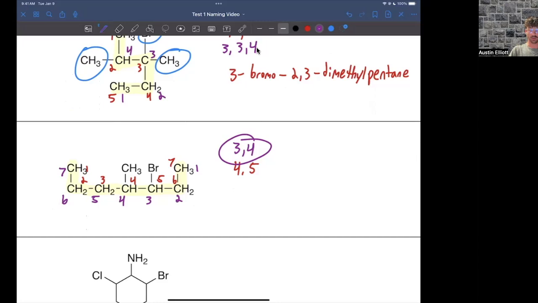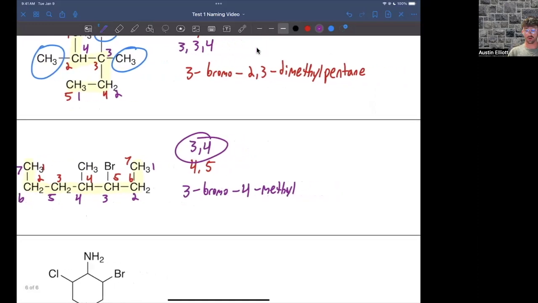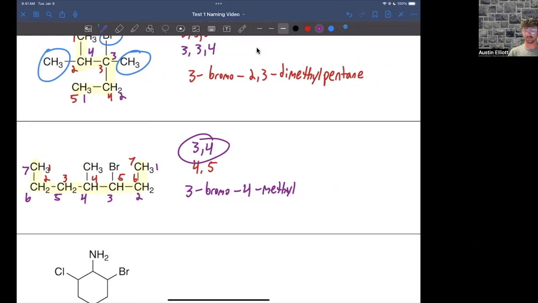So here, we again have a bromo and a methyl group. So we're going to go 3-bromo, 4-methyl, and then we have a 7-carbon parent chain. That's going to be a heptane.